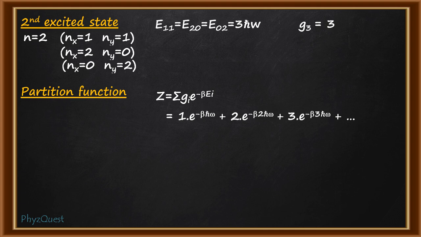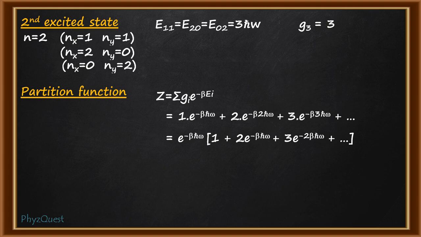So now here, if we take common e to the power minus beta h cross omega from all these terms, what we will get is e to the power minus beta h cross omega within bracket 1 plus 2 e to the power minus beta h cross omega plus 3 e to the power minus beta 2h cross omega and so on. So now this bracketed expression can be solved by using a series expansion formula.